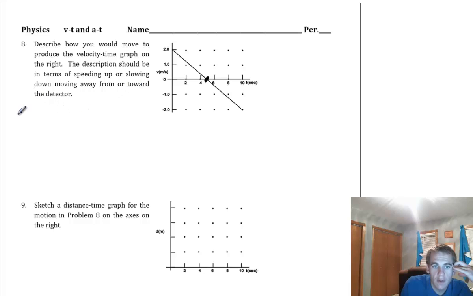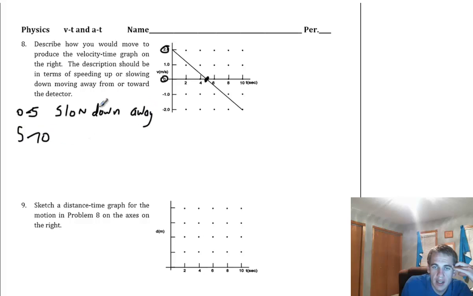this shows us a change in direction. So from 0 to 5 seconds, we started really, really fast at 2 meters per second and got slower all the way down to 0. So slow down. And which direction are we moving? Well, it's a positive velocity, so we're moving away.